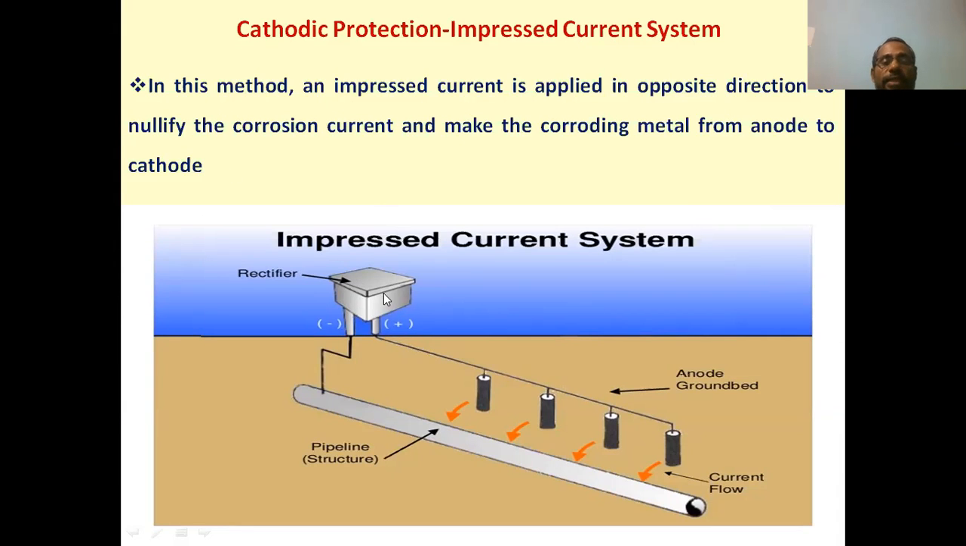Basically, what happens in this? From a DC source, impressed current is supplied through some insoluble anode to nullify the corrosion current, so that the metal to be protected is converted from anode to cathode. As we have discussed, normally corrosion takes place at the anode. Now if the metal to be protected, this metal, can be converted from anode to cathode, then it does not undergo corrosion.